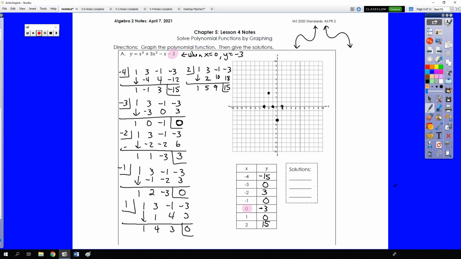So what happens is the graph enters from the bottom between -3 and -4. It passes through these points in order from left to right, and it exits again before it gets to positive 2.